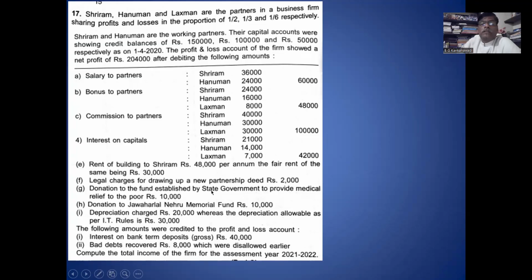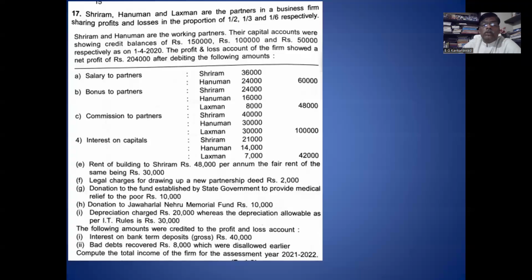Donation to the fund established by the state government for providing medical relief to the poor. This donation is also not related to business. You first disallow it. Then you have to calculate this donation under deductions. This donation comes under the first category. 100% qualifies, and 100% deduction is given.